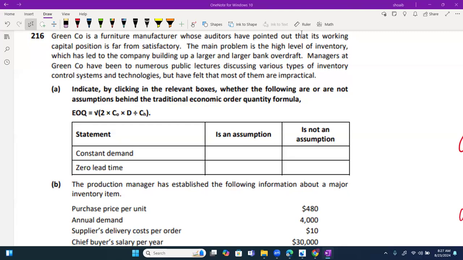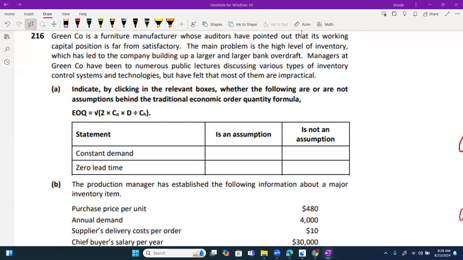Question: Greenco is a furniture manufacturer whose auditors have pointed out that its working capital position is far from satisfactory. The main problem is the high level of inventory, which has led to the company building up a larger and larger bank overdraft. Obviously, if you have a high level of inventory, you have to finance that inventory with an overdraft. Managers at Greenco have been to numerous public lectures discussing various types of inventory control systems and technologies, but have felt that most of them are impractical.